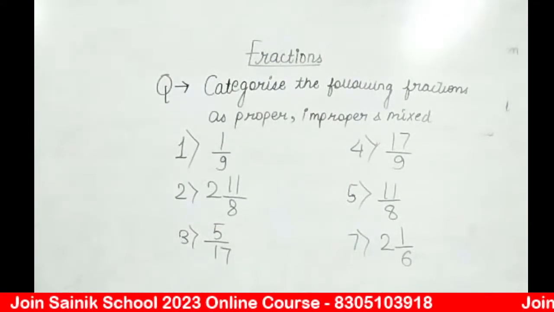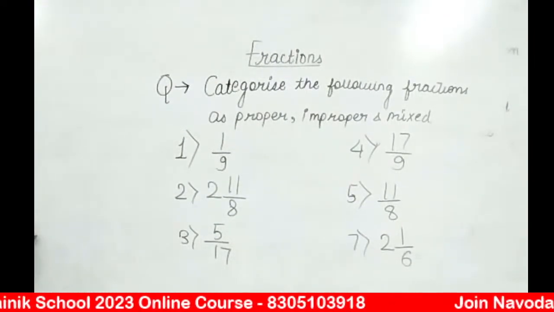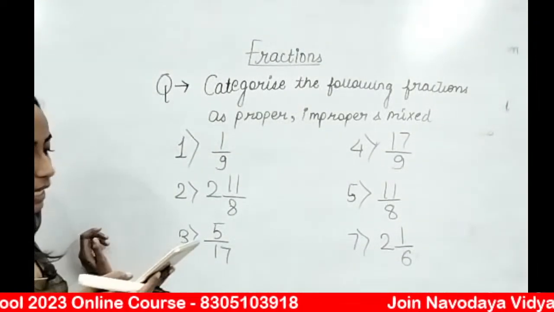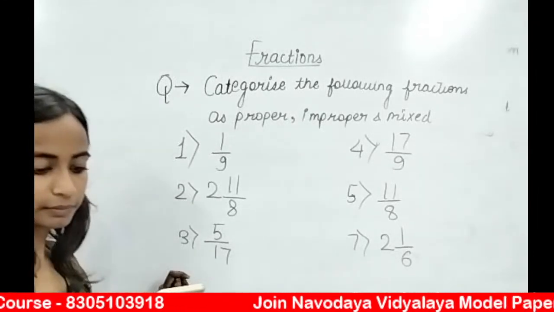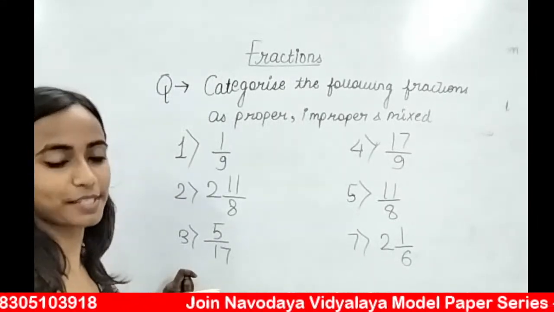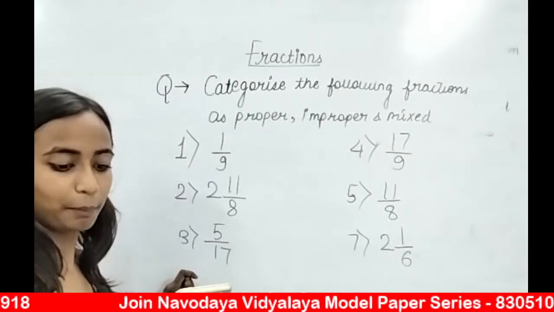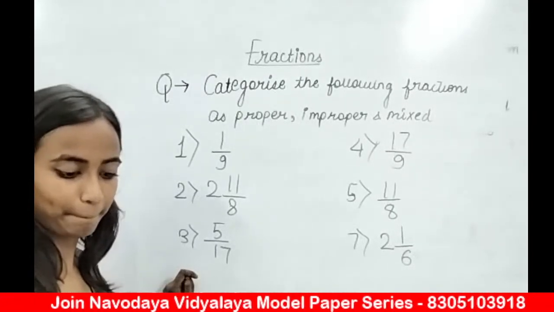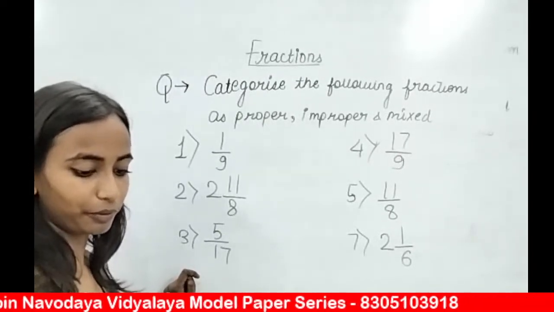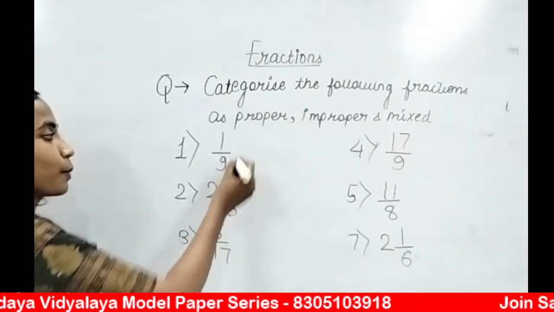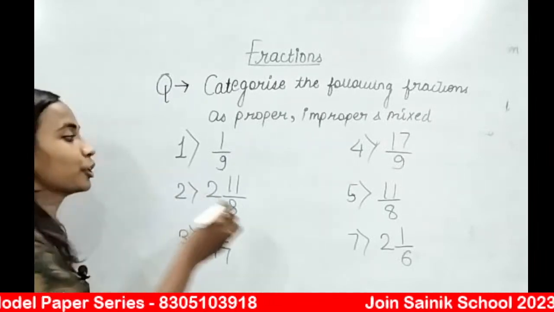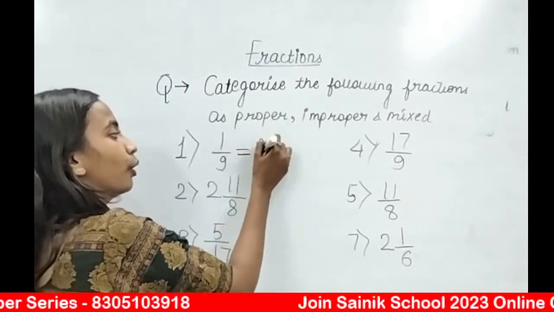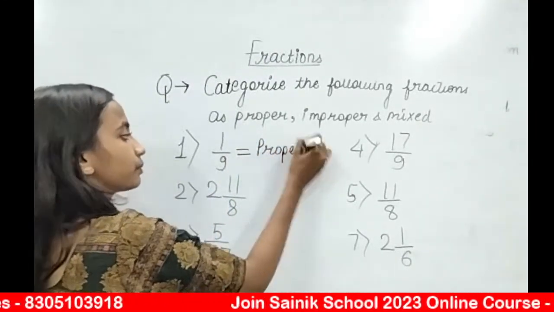First one is proper. Okay, Hartesh. Okay, Manit. Second is mixed. Okay. Third one, Naveen is also saying first proper. Okay. Manit, second mixed. Okay. Proper. Okay. First one, 1 upon 9. Denominator is greater in comparison to numerator. So this is a proper fraction.